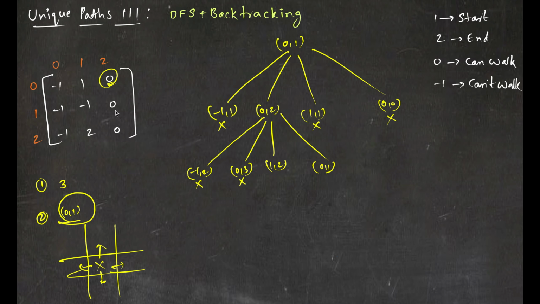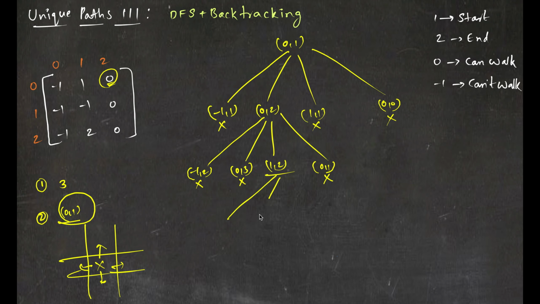1, 2 has a value 0, so we can safely move. And 0, 1 is where we came from to 0, 2, so we should not visit any node we have already visited. So this is again an invalid branch. So let's again move from 1, 2.